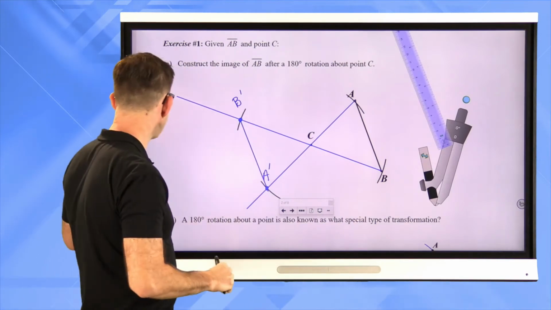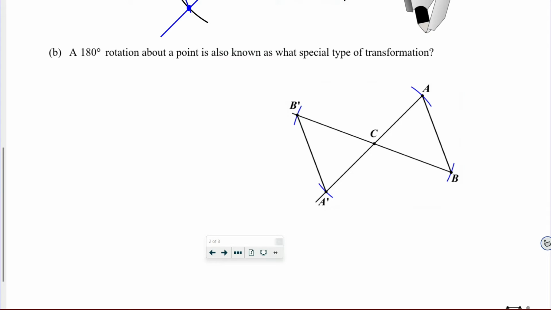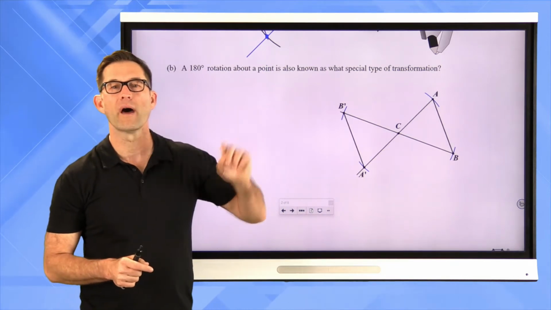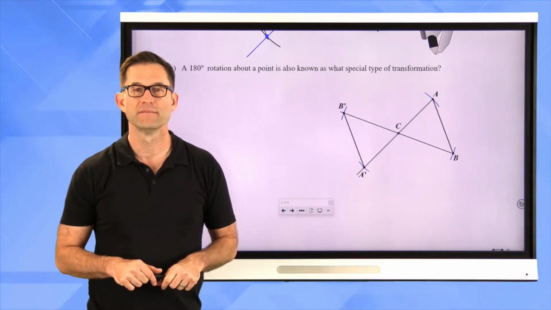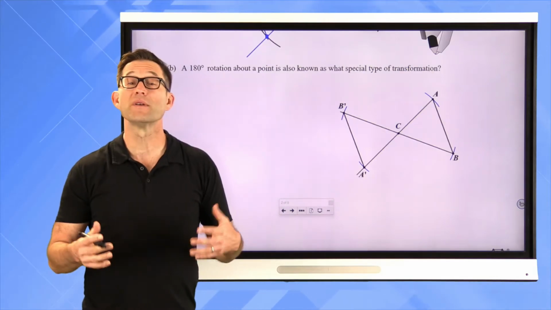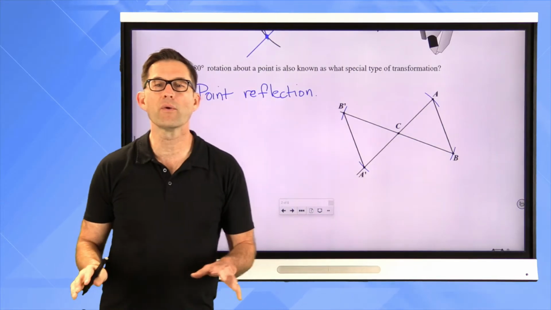Okay, little follow-up question on here. Letter B. A 180-degree rotation about a point is also known as what special type of transformation? All right, pause the video now and see if you can remember the other name we give to a 180-degree rotation about a point. All right, this is what's known as a point reflection. If we really wanted to get technical, we'd call it a point reflection through point C.